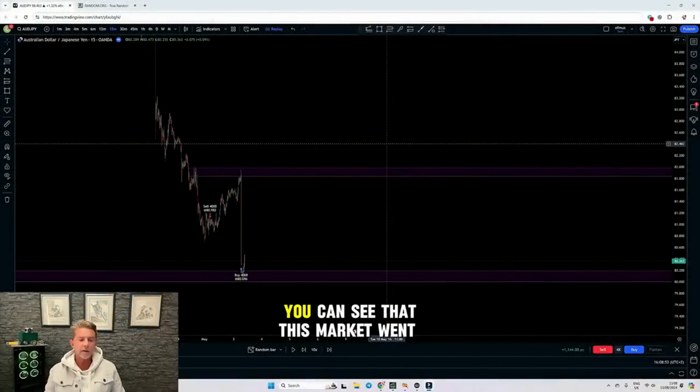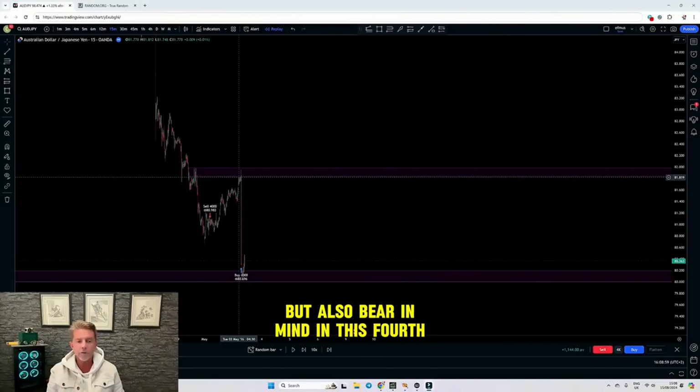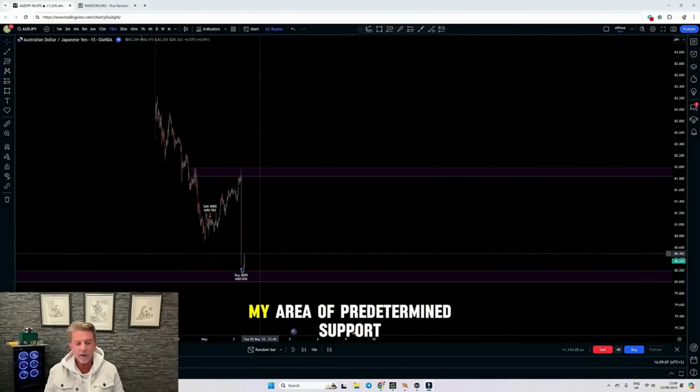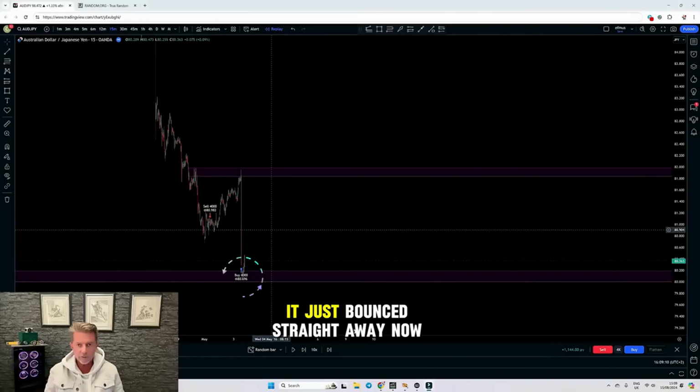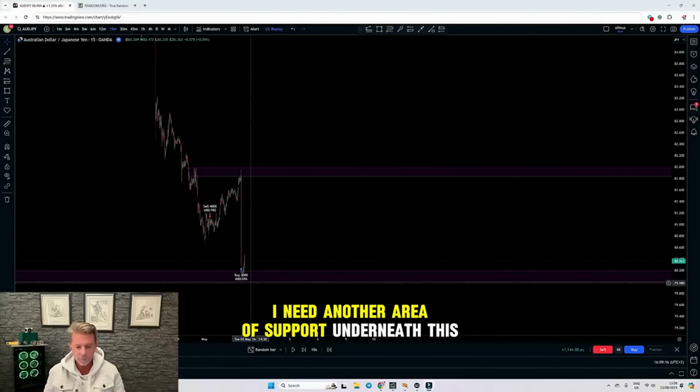Random.org told us to sell. You can see that this market went quite a way against us, but also bear in mind in this fourth session I'm already up $20,000 in this test. And notice what happened when the market came down and hit my area of predetermined support. It just bounced straight away. Now before I go back to random.org, I need another area of support underneath this market.